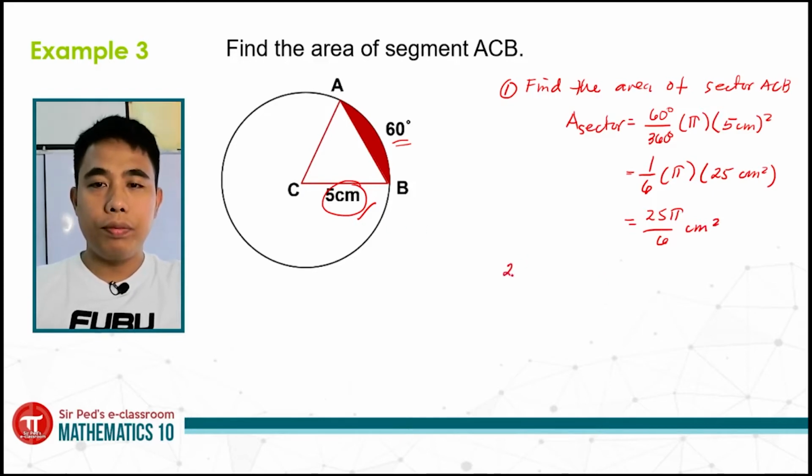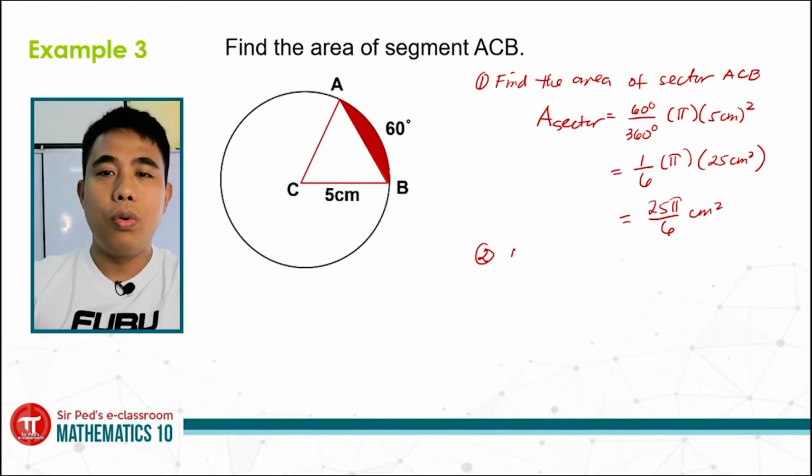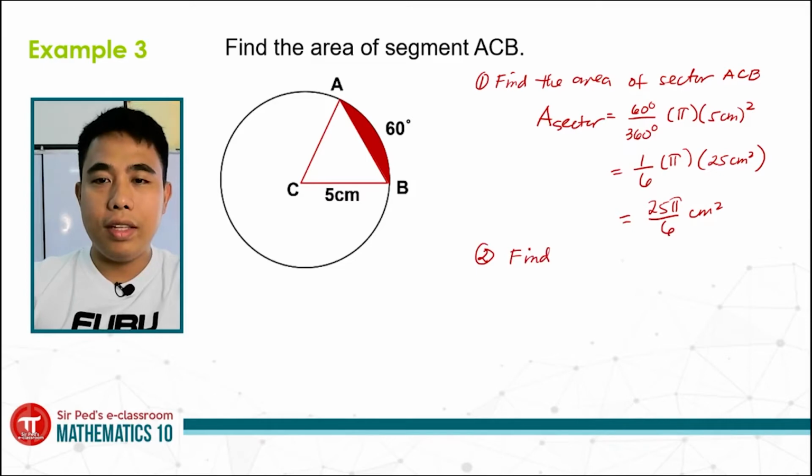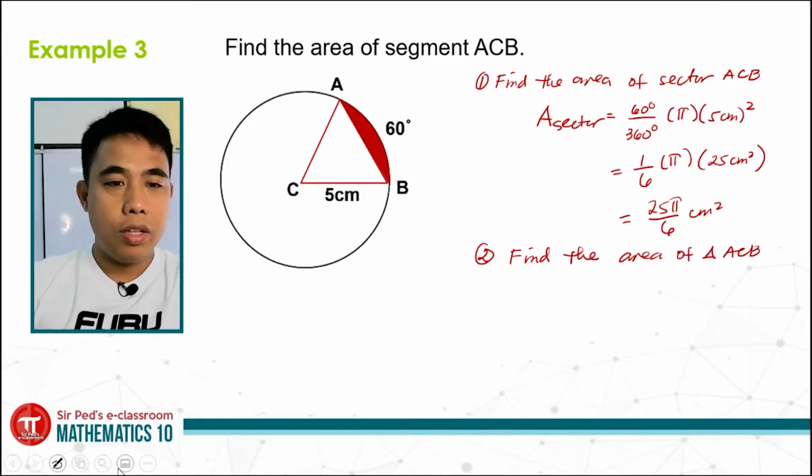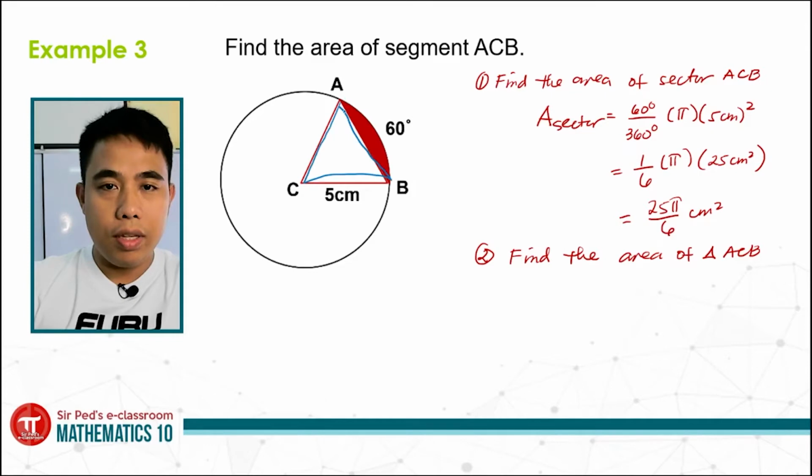Step 2, we're going to find the area of triangle ACB. So I'm going to change the color of this. So we're going to find the area of triangle ACB, that triangle. So I'm going to illustrate it here.